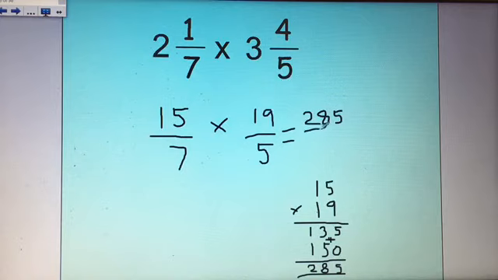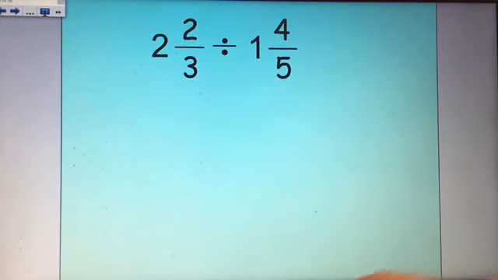Over 35. Now you could definitely simplify this down and turn it back into a mixed number. I'm not going to do it at the moment, but that is something that you can do.